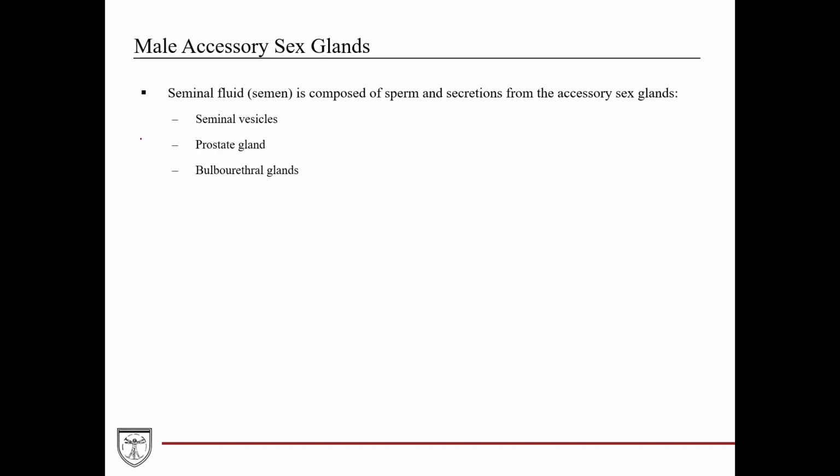All right, so in the last part of this lecture, we're going to talk about the male accessory sex glands. So the seminal fluid, or the semen, is composed of sperm and then secretions from the accessory sex glands. And those in the male are the seminal vesicles, the prostate gland, and the bulbourethral glands. And we'll go over each of those over the next few slides.